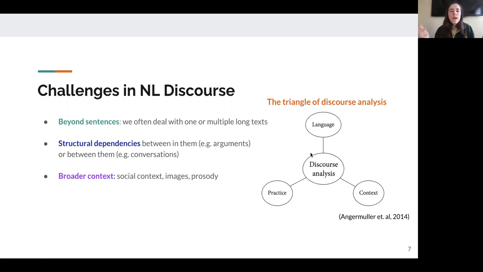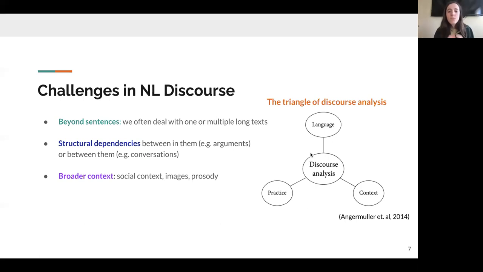So let's say we have a conversation, right? A conversation usually involves some back and forth. Whatever I say provides a context that you're going to take into account when you reply. So that's one type of structural dependency. Another is how people construct arguments, right? People make a claim, then provide a supporting argument to either support or attack that claim.